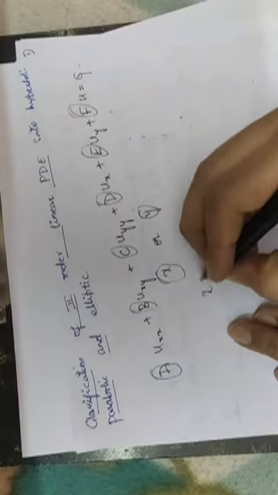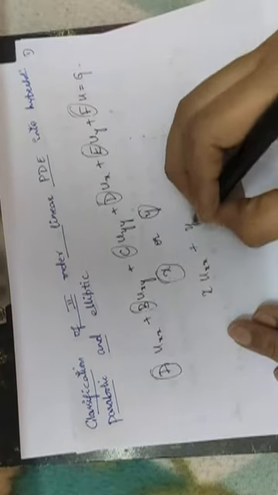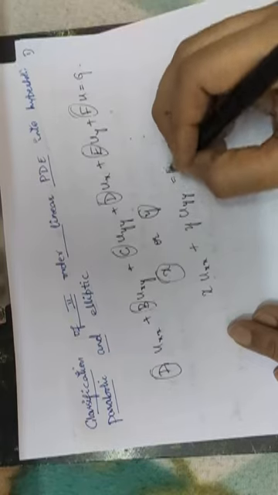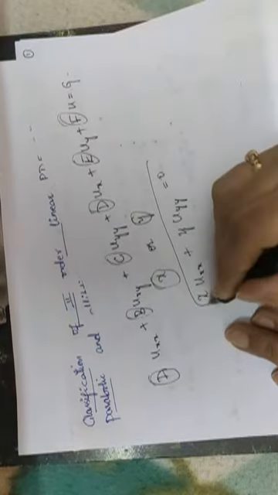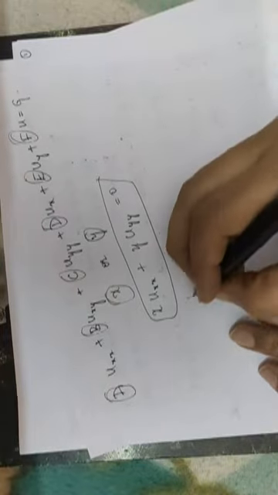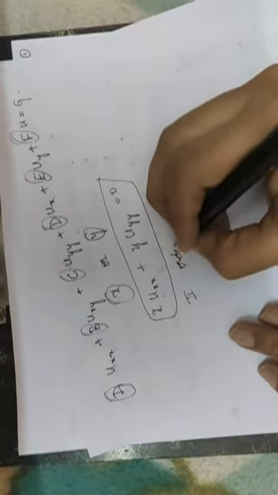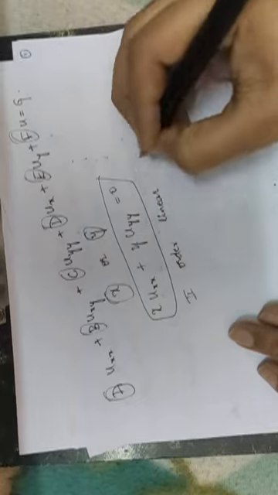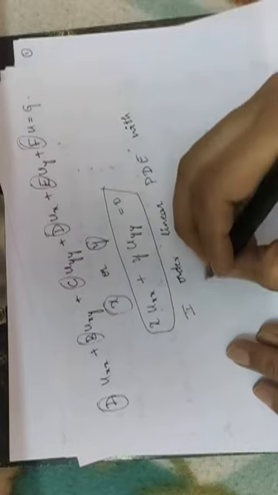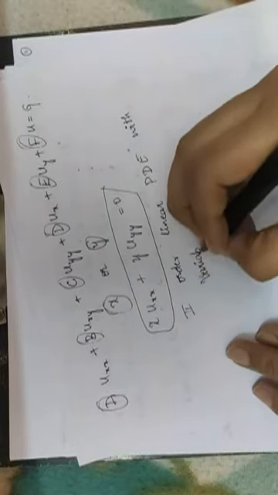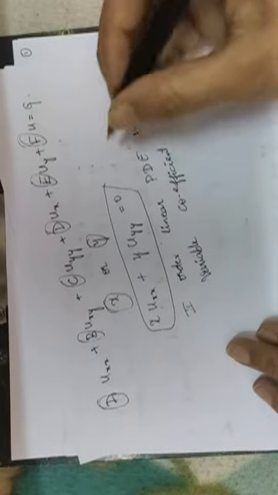That means if I have an equation like this, then this equation is called as second order linear partial differential equation with variable coefficient. That means this particular equation varies according to the value of x and y, right? That's why the name variable coefficient.